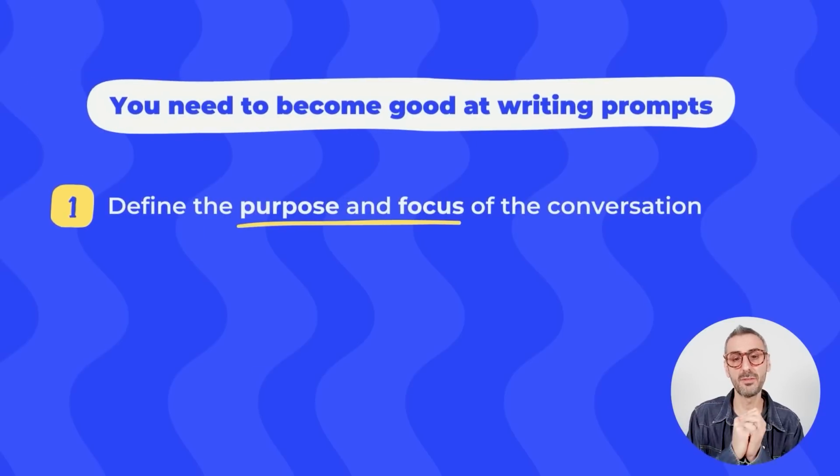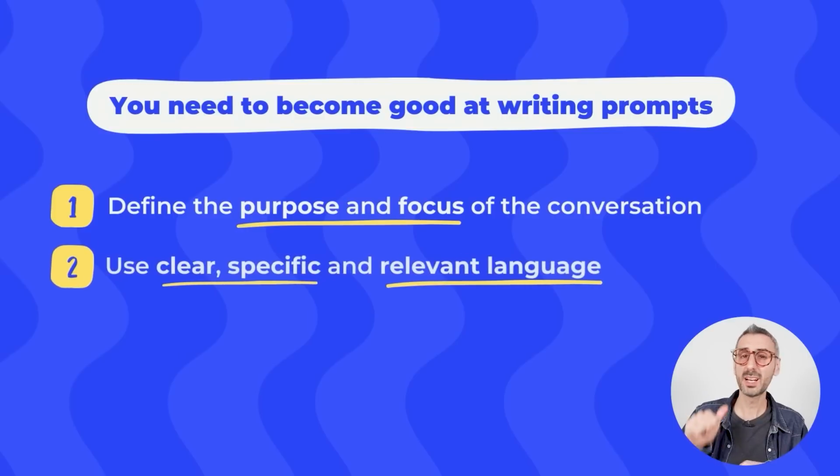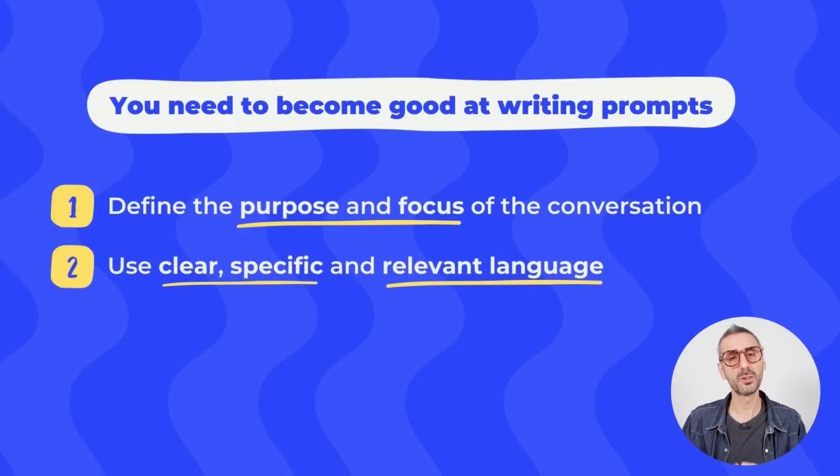So on this slide, I put 4 golden rules I think you should take away from this video. First, define the purpose and focus of the conversation. You really need to be clear on what it is you're trying to achieve with this new prompt, with this new conversation. So define the purpose and the focus. Number 2, use clear, specific, and relevant language, okay? You cannot be vague here. You need to be very precise, very clear with the prompt you are inputting into the chat, because this is all it has to generate your answer.